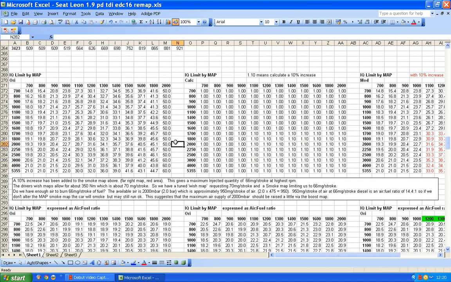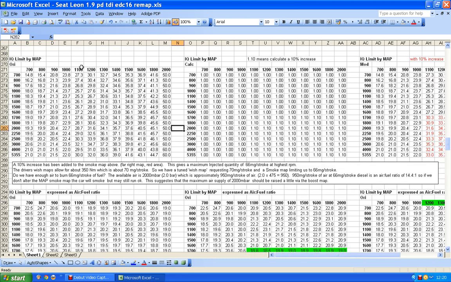Okay, in this video I'm going to take a look at the smoke map from my Seat Leon EDC 16105 brake horsepower file. Here's the original map, and this is the smoke map limited by manifold absolute pressure. There was another map, IQ limited by MAF, or mass airflow, which did not appear to be functioning, so I'm ignoring that one and I'm going straight to this one.